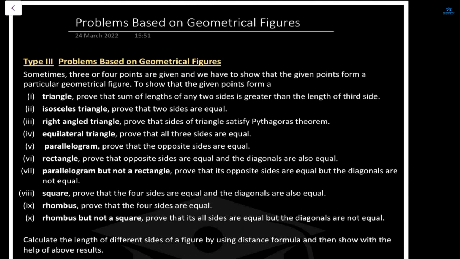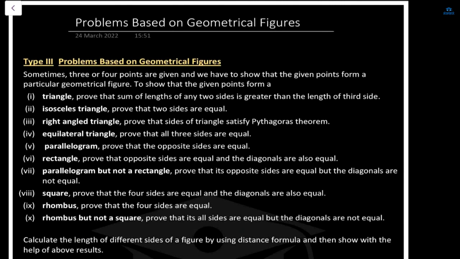Okay. Parallelogram, but not a rectangle. Prove that it's opposite sides are equal. So I have to find, when I get the diagonal, the length of the diagonal. Yes, of course. You have to prove that the lengths of the diagonals are also equal. Because if you just prove that the opposite sides are equal, then it can only be a parallelogram. It does not say that it is a rectangle also. Maybe opposite sides are equal, but your diagonals are not equal. Like in the 7th point, it is written parallelogram, but not a rectangle.